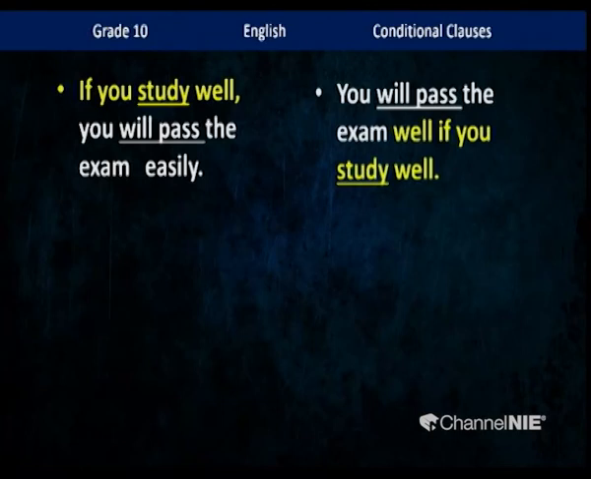Now you can see there are two parts. If you study well, you will pass the exam easily. That is correct. If you study well, you will pass. That is probable. It's possible to happen. And you can say the same thing: you will pass the exam well if you study well. It's the same thing, but remember children, the if clause should be in simple present and the result part should be in future plus the verb.